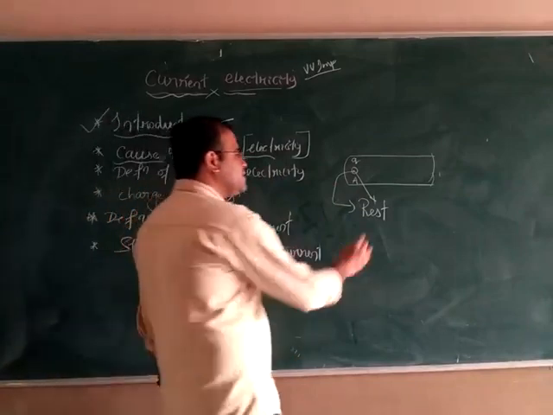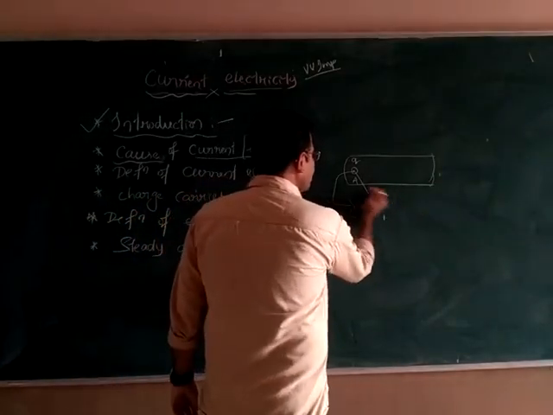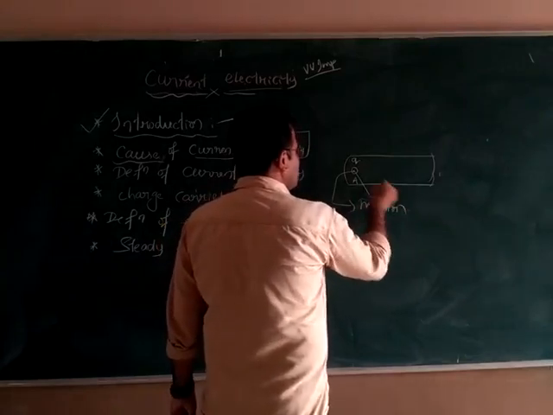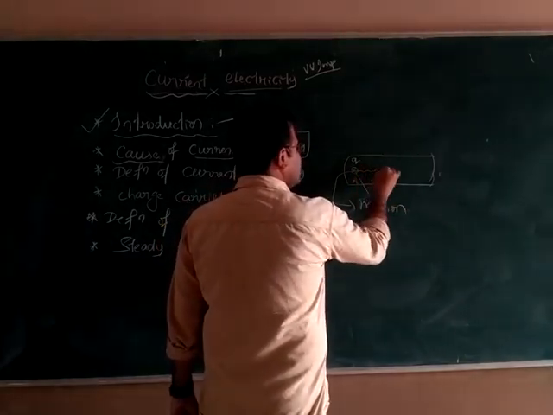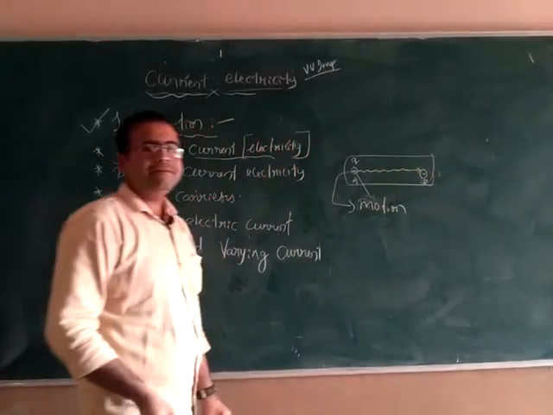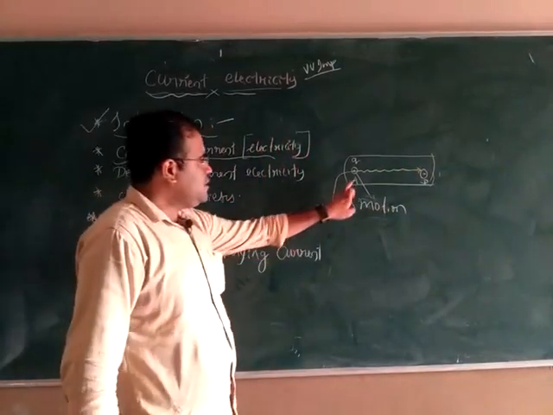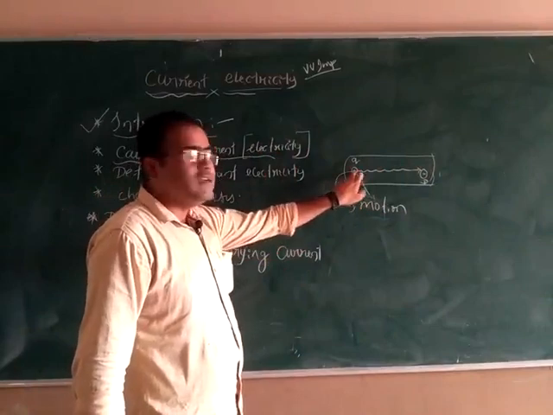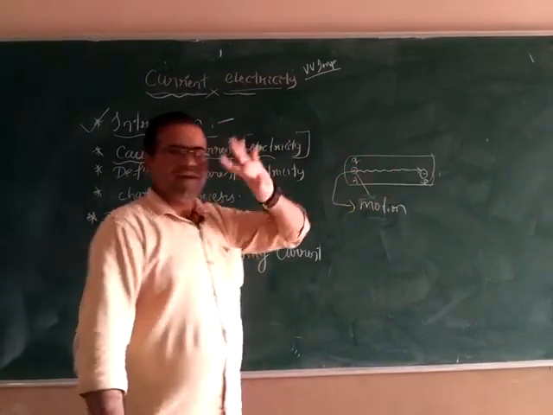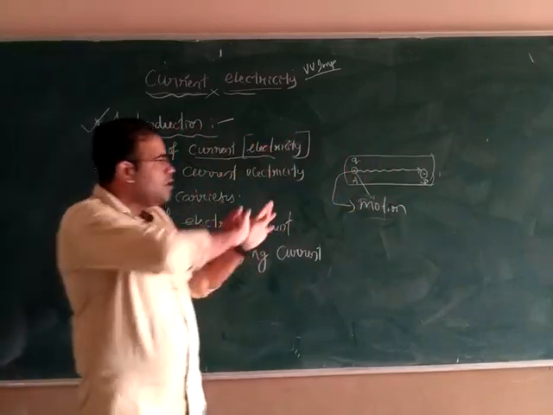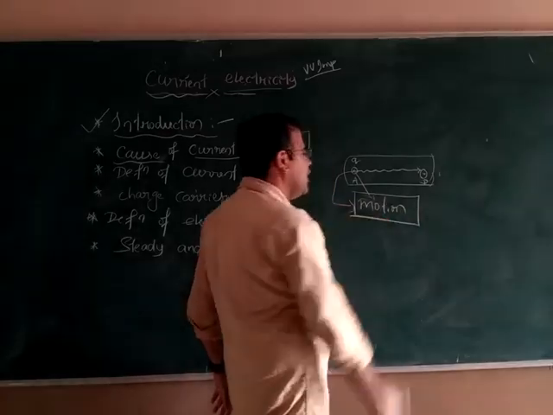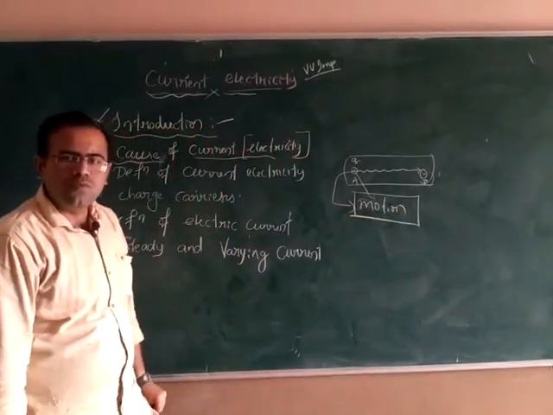Instead of taking this in a state of rest, if I consider this charge in a state of motion, let us assume this charge is moving from point A to point B. So the quantity or the charge which you are observing here is going to move from point A to point B. Whenever it moves from point A to point B, the state of the charge we call as a state of motion.